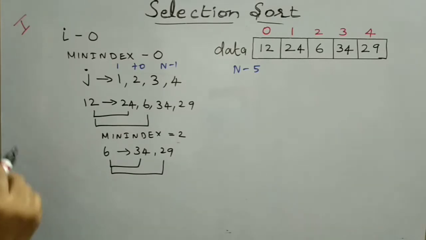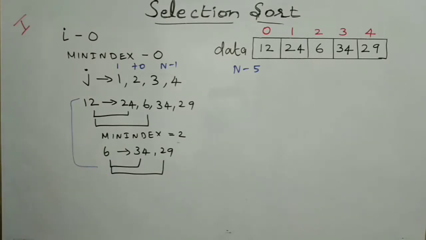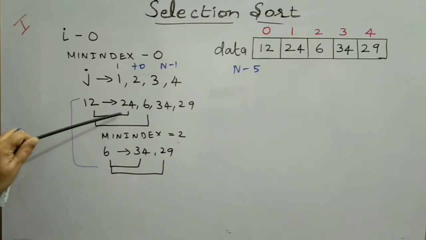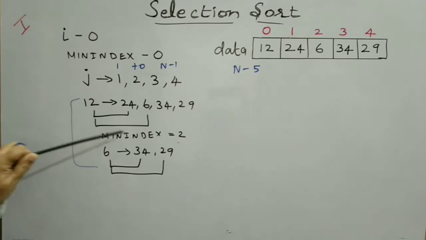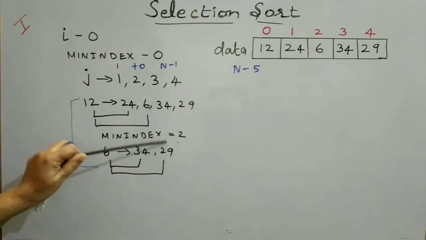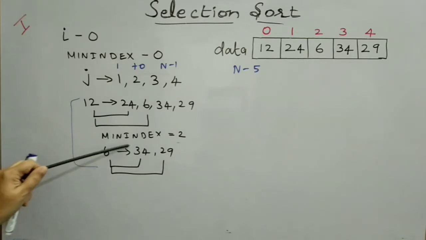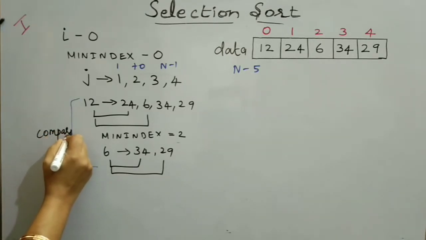Okay, so this is my comparison procedure. In the comparison procedure, the element in the minimum index position is compared with all the elements in the subsequent positions, from i plus 1 to n minus 1, that is 1, 2, 3, 4. If we find any element which is lesser than the element in the minimum index position, then the minimum index is updated to take the index position of the minimum element. Once our comparison is over, now minimum index is 2.